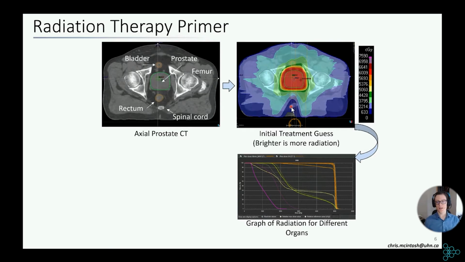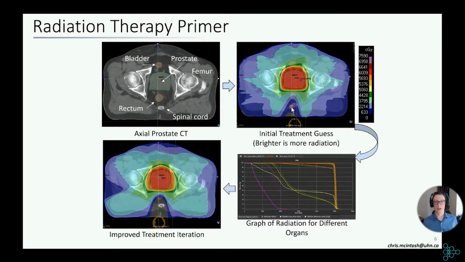So the doctors look at these statistics, and using those, they will add additional objectives and interact manually with this system to be able to better shape the radiation to look something like this. And it goes through this kind of iterative procedure that can take anywhere from hours to days for a single patient to create their personalized care.